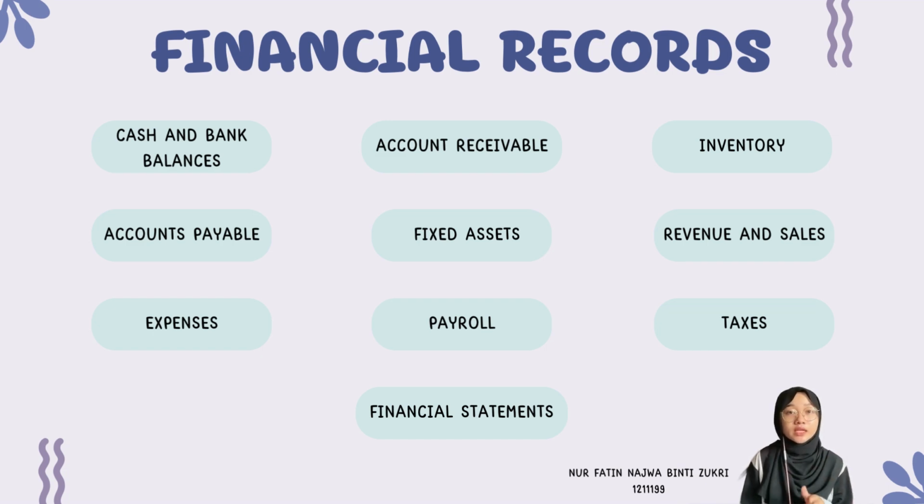Moving next to financial records, the items needed in these records are cash and bank balances, account receivable, inventory, account payable, fixed assets, revenue and sales, expenses, payroll, taxes, and financial statements. All of this needs to be recorded for auditing financial record to ensure accuracy and compliance with relevant regulations.